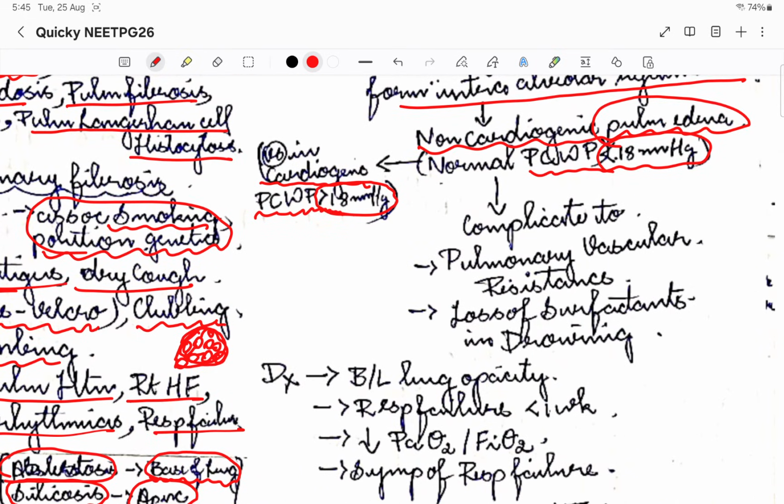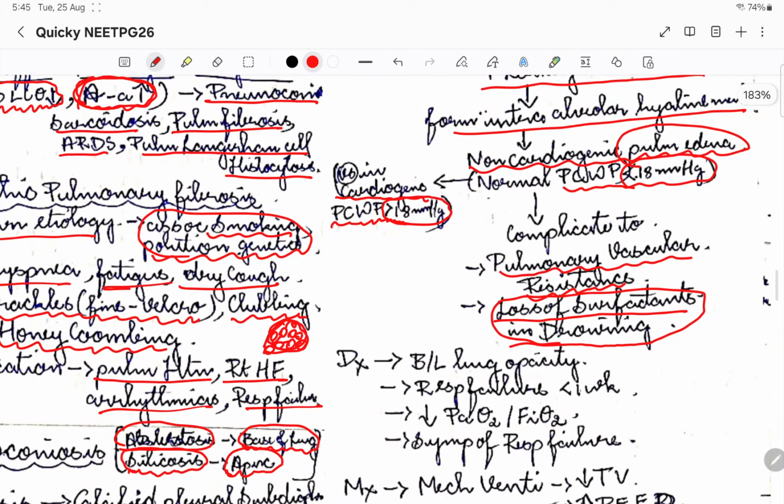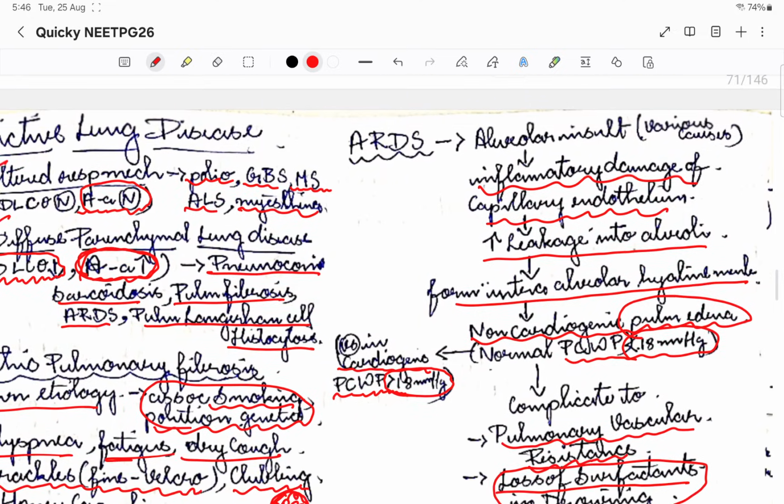This will complicate into pulmonary vascular resistance, and hypertension might happen, and there is loss of surfactants in cases of drowning. Okay, in drowning cases, if there is ARDS, the loss of surfactants might be there. So that is where the lung will lose its capacity to do the compliance, right? So this is how the ARDS happens.